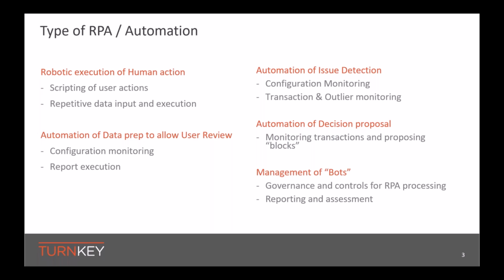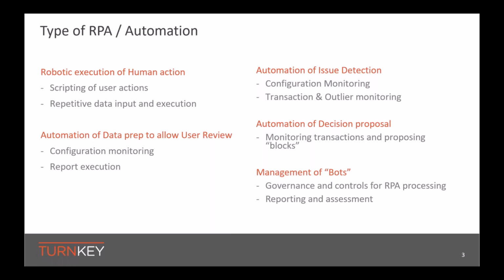Another type is automation of data preparation, where we aggregate data beforehand and give just a condensed version for the user review. We have automated issue detection, where only in case of specific alerts or specific behavior there are issues coming up, and then the user does not need to analyze the data himself, but only in case of issues needs to investigate.